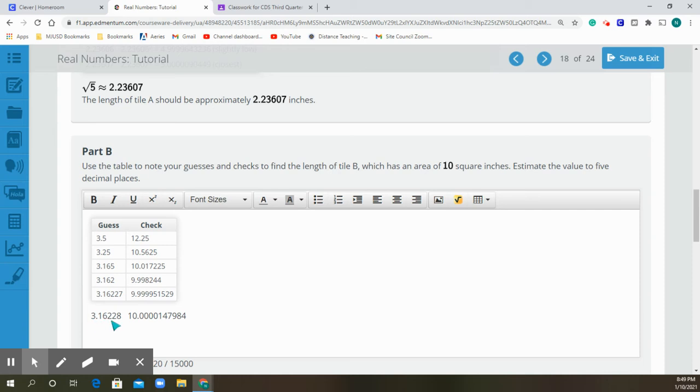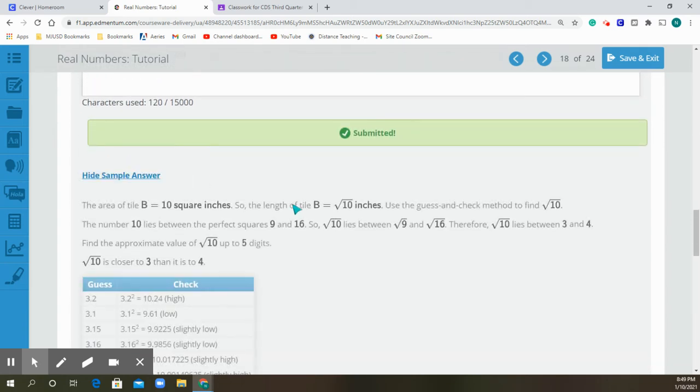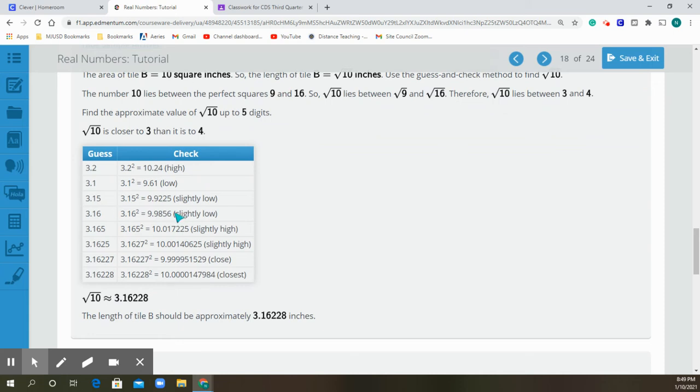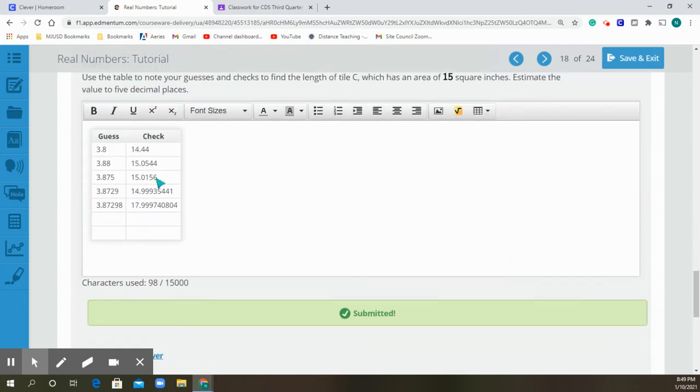Now 3.16228 times 3.16228 gets us 10.00000. That's about as close as we can possibly get. See the sample answer. They go through the guesses and the checks to get that answer. This is boring. This is dull. This is not something you would probably do in the real world, but it's what is necessary for this question.